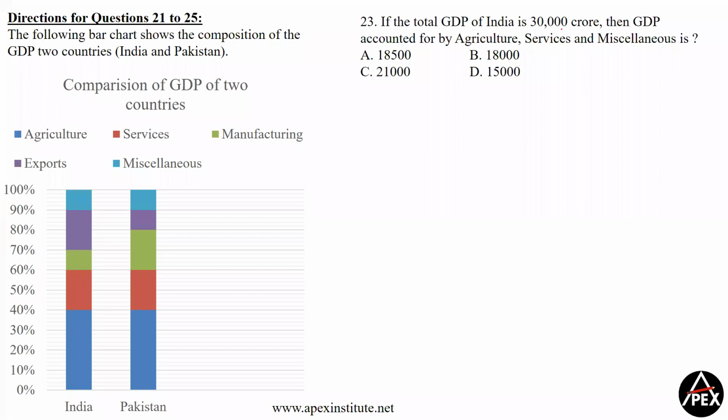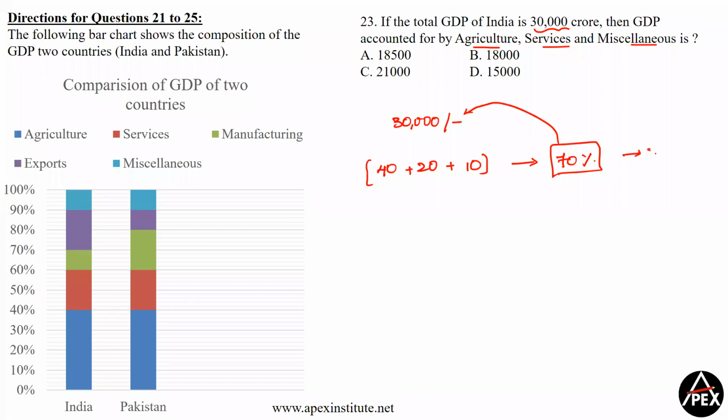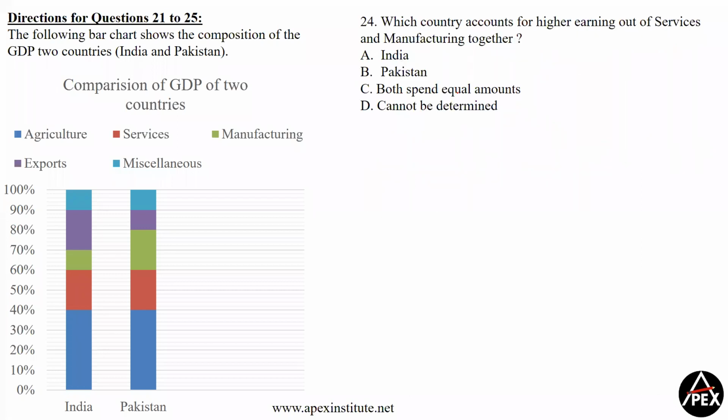Now coming to 23rd. So if the total GDP of India is 30,000 crores, then GDP accounted for agriculture, services, and miscellaneous. So 40% GDP is accounted for agriculture, 20% for services, and 10% for miscellaneous. Okay, so these three account for 70% of GDP. So what is 70% of 30,000 crores? 21,000 crores. So the answer for this question should be 21,000 crores. So these three are pretty straightforward questions. Okay, now coming to 24.